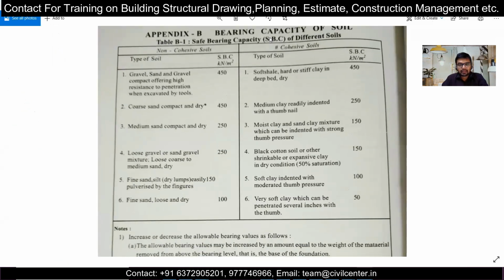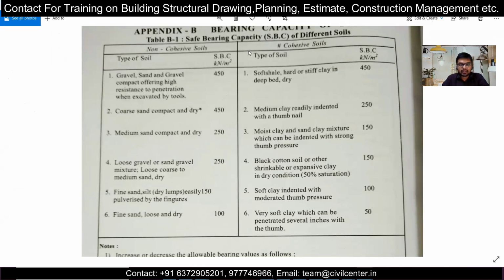We have this standard for the types of soil: cohesive soil and non-cohesive soil. In non-cohesive soil, we always know that there is no cohesion; the particles do not bind with each other. We have the SBC for these non-cohesive soils. On the left is the type of soil, gravel, and this is the SBC, soil bearing capacity, 450. This is a typical, average soil bearing capacity based on previous results. You can see the minimum soil bearing capacity of non-cohesive soil is 100, and the minimum for cohesive soils is 50.